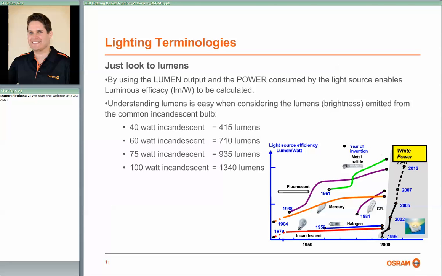So for general consumers, an easy way to understand what lumens would be is looking at this little chart here, where you've got a 40 watt incandescent, which could be about 400 odd lumens, and a 100 watt incandescent at 1340 lumens. So quite inefficient. A 100 watt lamp is really around 13 lumens per watt, for example, in the old incandescent technology.